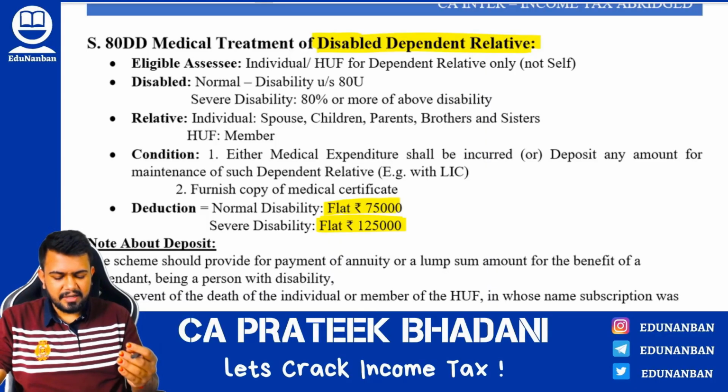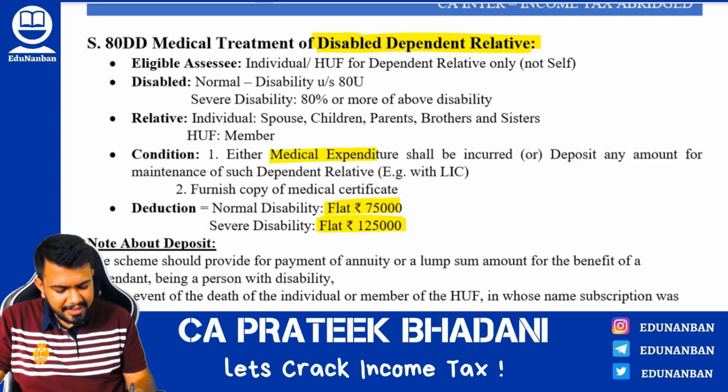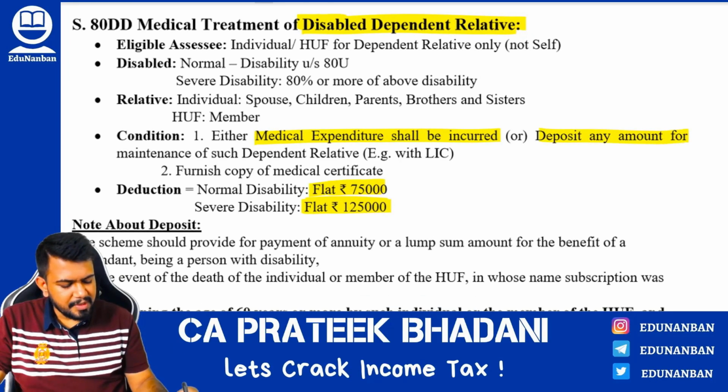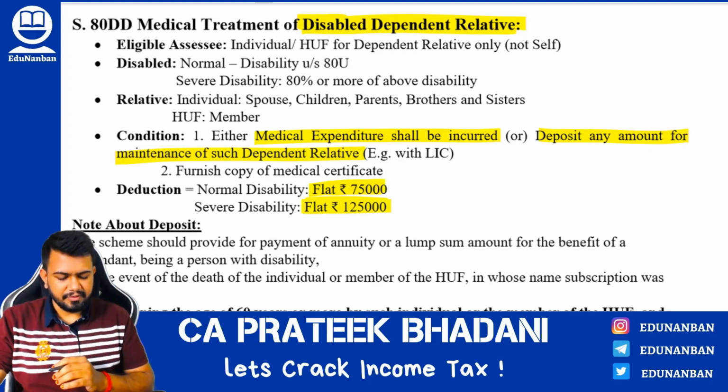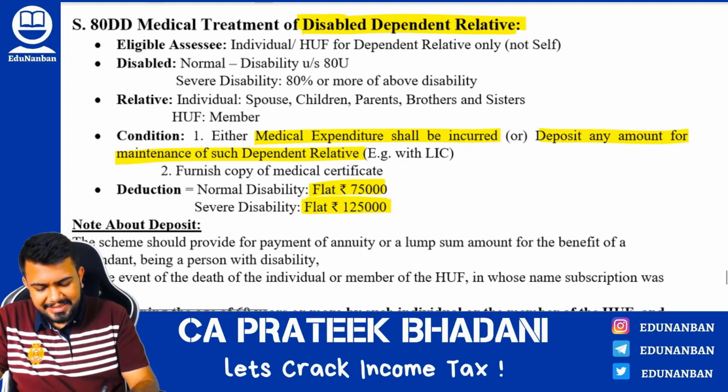Okay, we saw that there are two conditions. Either of two conditions should be satisfied. So either medical expenditure should be incurred, or condition number 2, deposit should be made for the maintenance of such dependent relative. Okay. So now what is this deposit, sir?